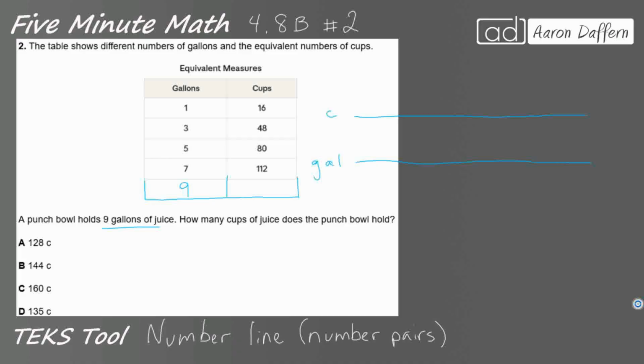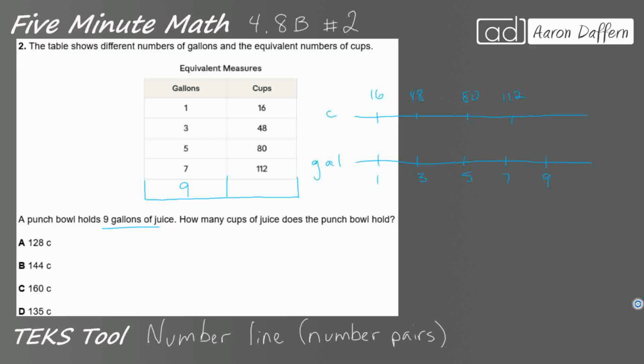And so I'm going to just mark spaces here for 1, 3, 5, 7, and 9. And then up above, I'm going to put 16, 48. You want to make sure that you match them up. And like I said, you want to make sure that whatever's on the left-hand side goes on the bottom. Whatever's on the right goes on the top. So this helps us keep track of the changes as the gallons change. How do the cups change?